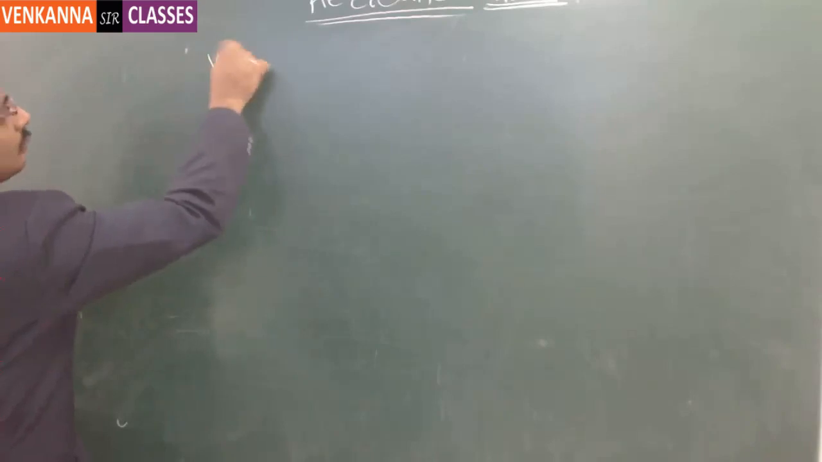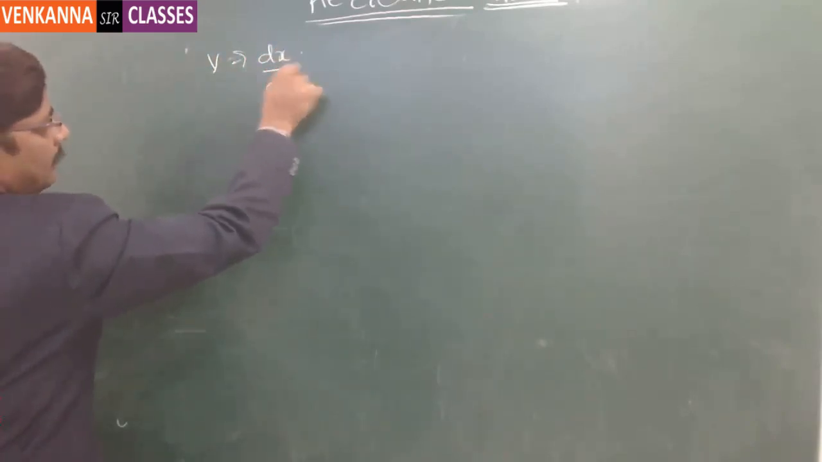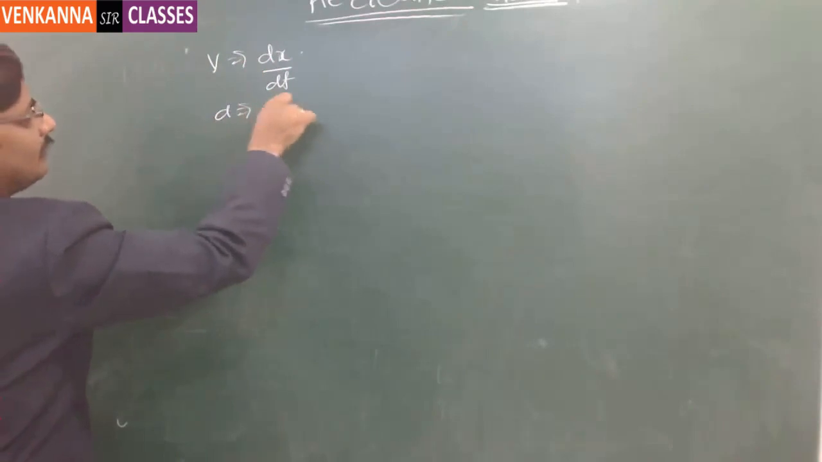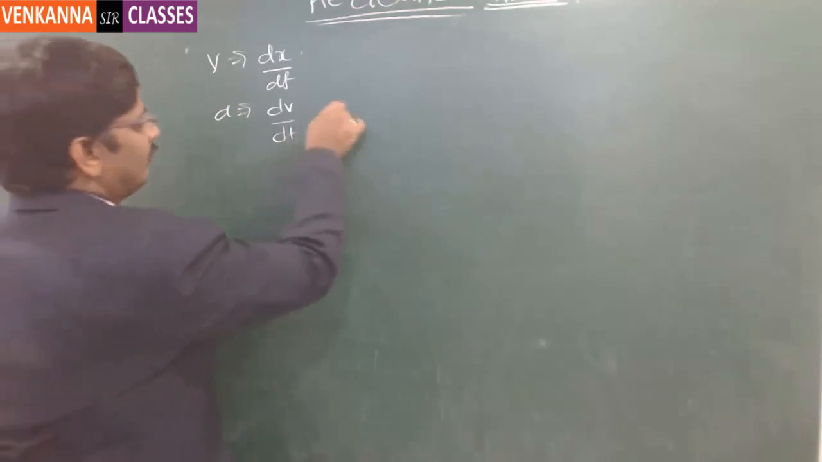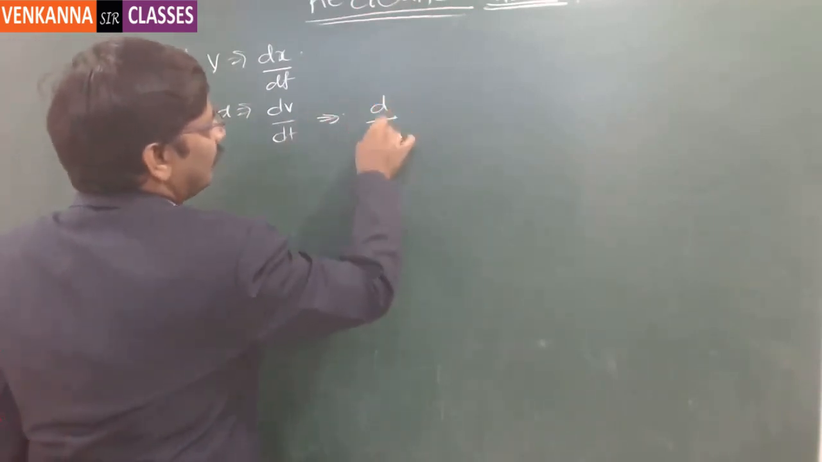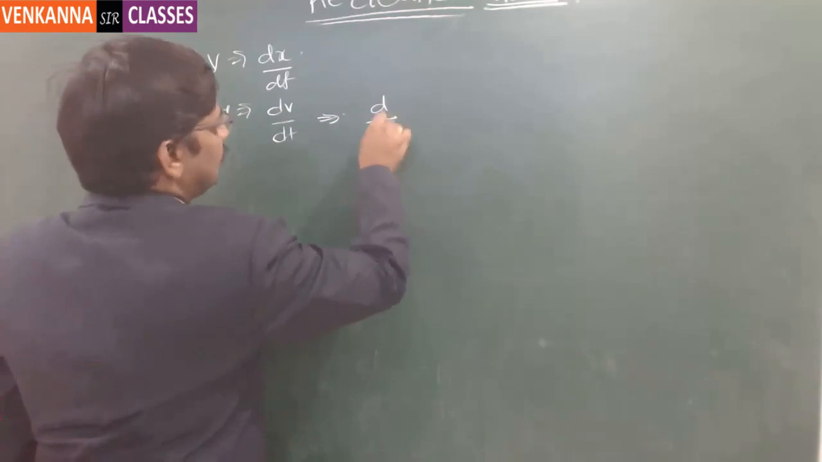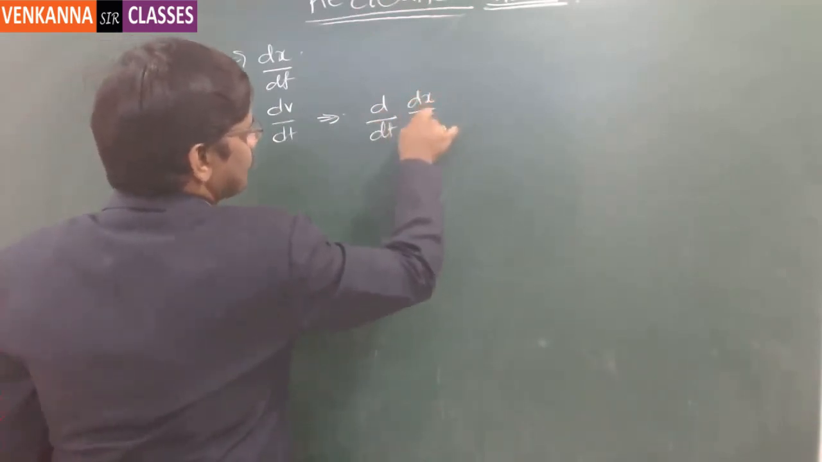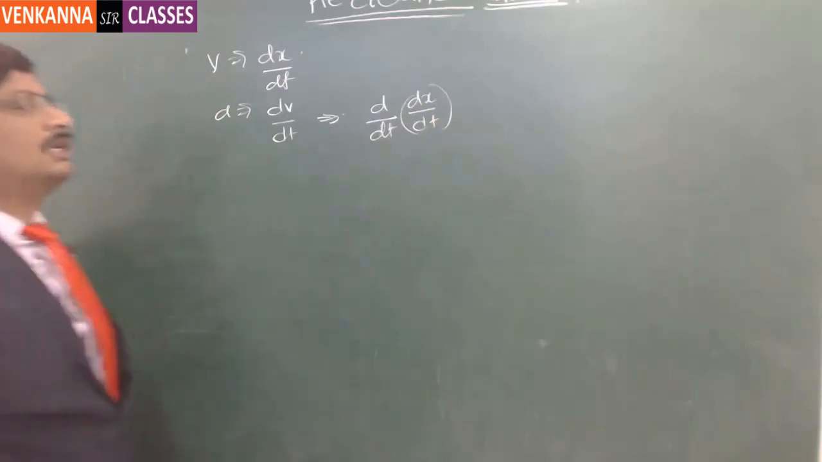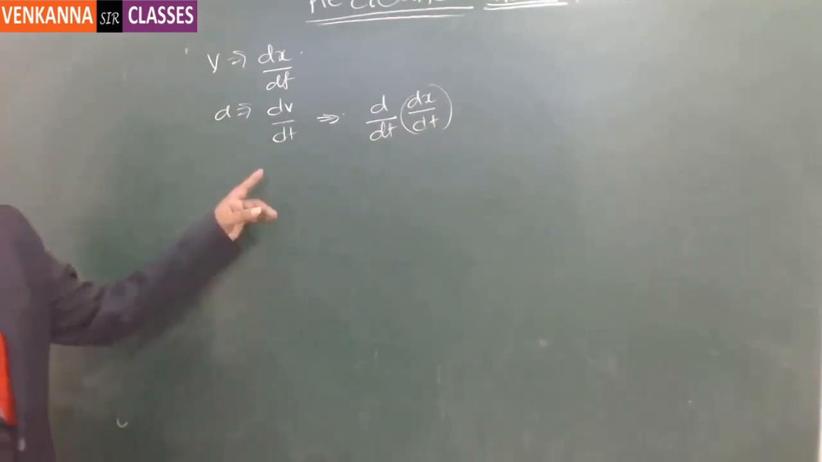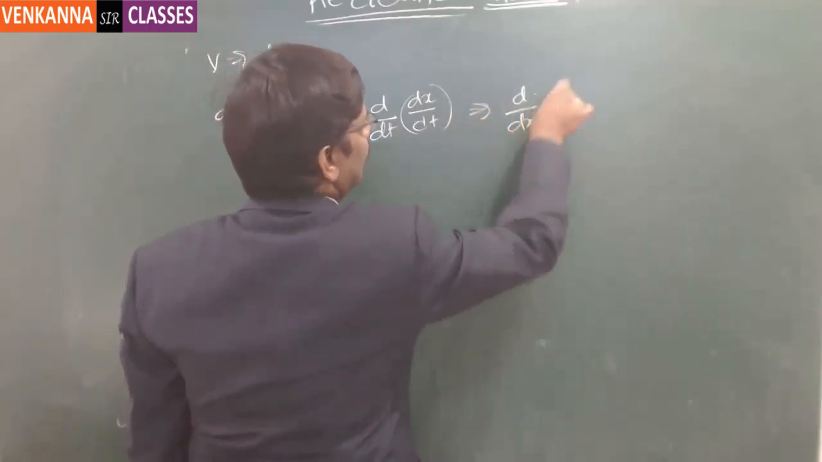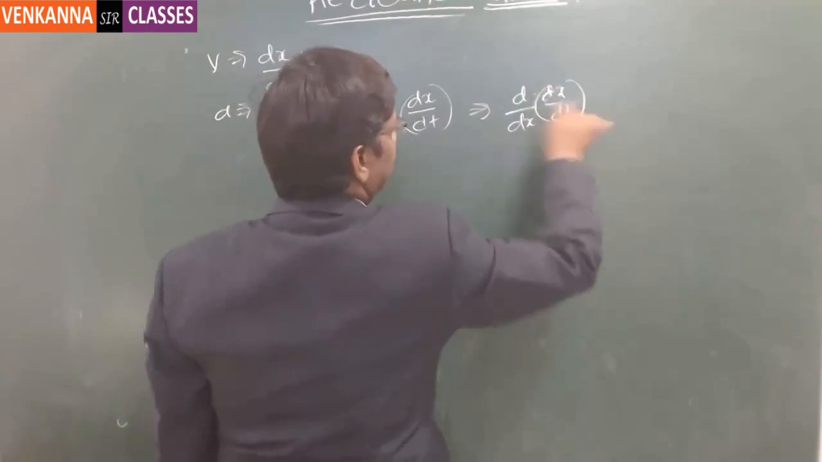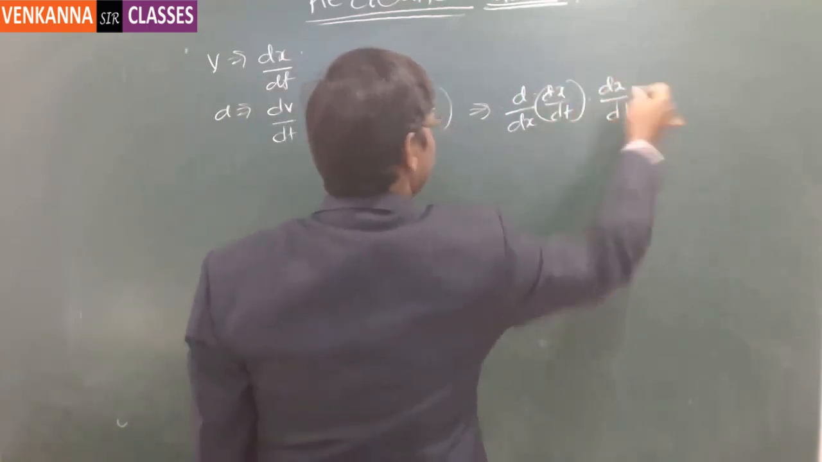So we finally concluded that velocity is equal to dx by dt and acceleration is equal to dv by dt. But this dv by dt we can apply as d by dt of dx by dt. Right? So what I will do is make it d by dx into dx by dt into dx by dt. This is as per the chain rule.